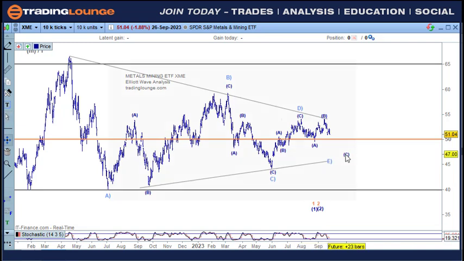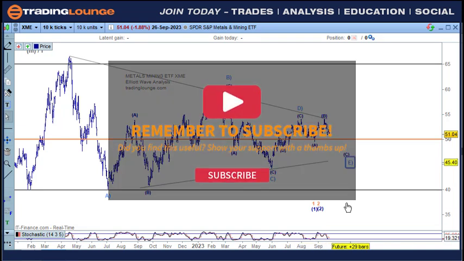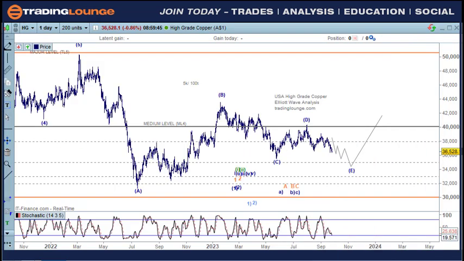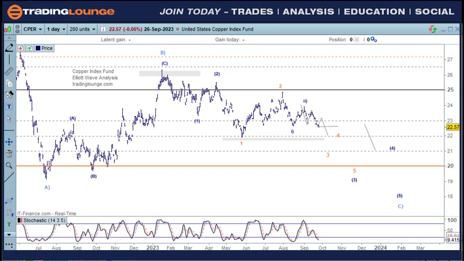So we're looking for this move to still come down here. There's different ways to count all of this. I wouldn't worry about it too much. It just needs to come down. So that's basically where that is at the moment. So I'll just leave that to one side. There is this particular pattern here, a more bearish pattern. So the more bearish pattern would be viewing, this is the United States Copper Index Fund.